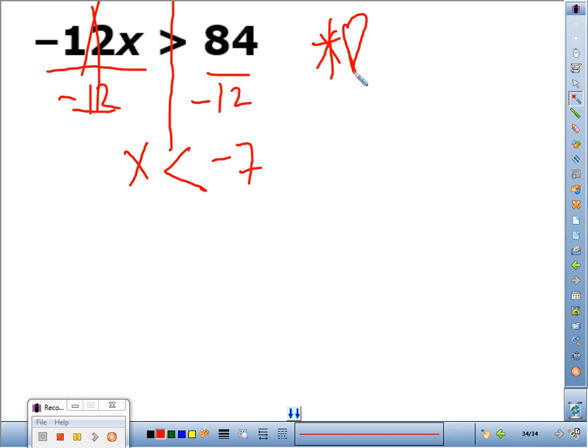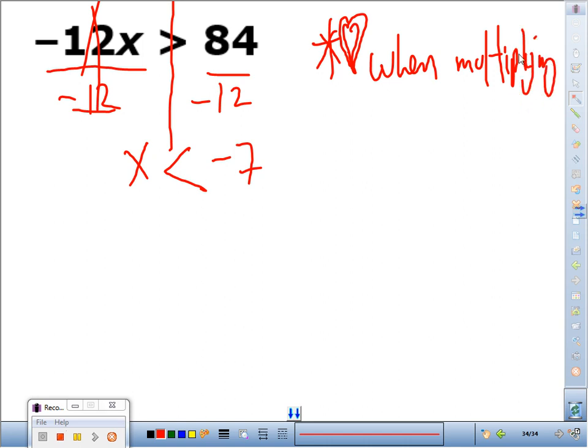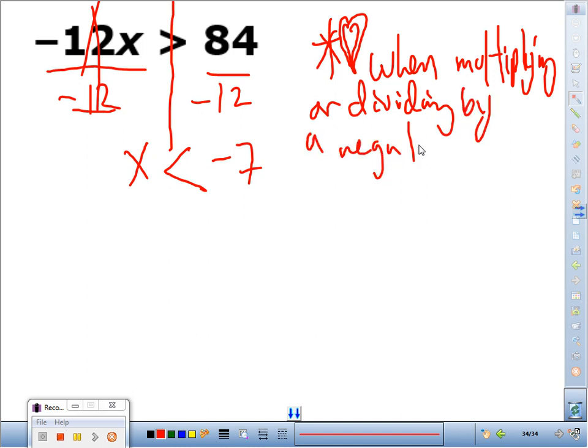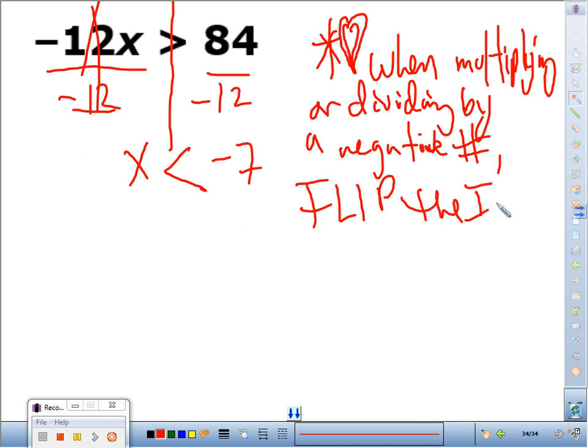Asterisk, heart, and then you're going to write: when multiplying or dividing by a negative number, comma, flip the inequality symbol.